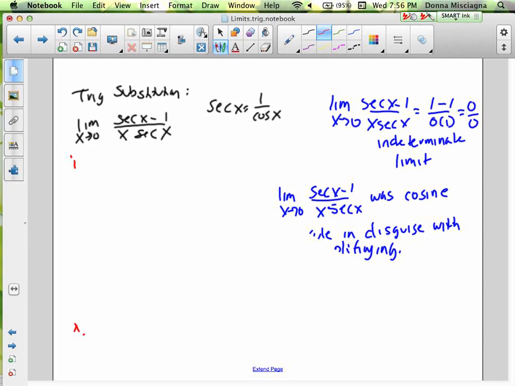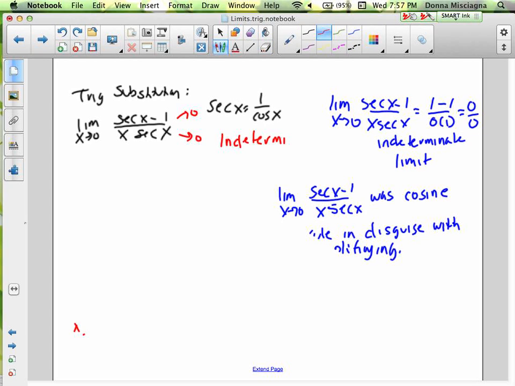So that can be something you're thinking of, replacing with a reciprocal, because then you can get a fraction. Now, why would I want to do that as opposed to plugging in? Well, if I plug in secant 0, that's 1. 1 minus 1, that's just going to be 0. And if I multiply anything by 0, this is going to go to 0. So this is an indeterminate limit. So we can't just use direct substitution. We would have to use some type of algebraic manipulation.